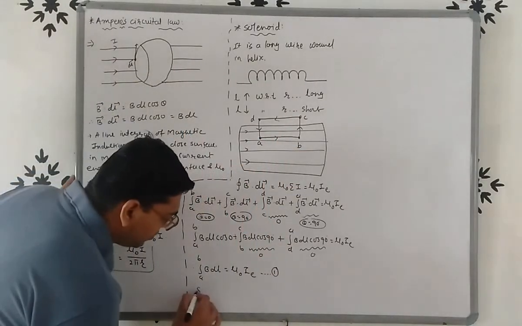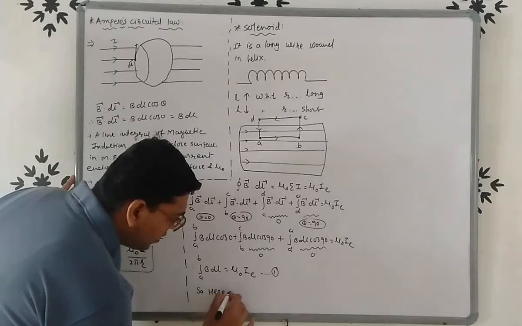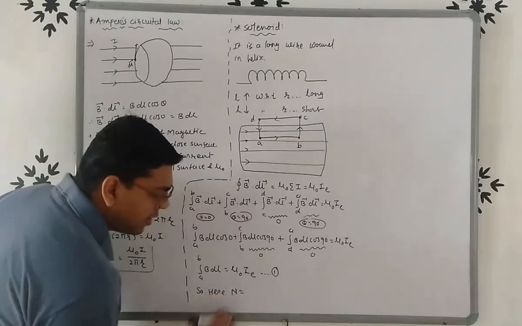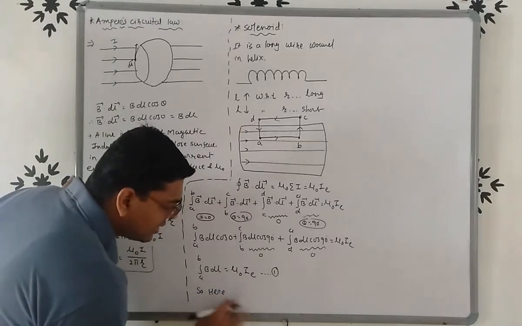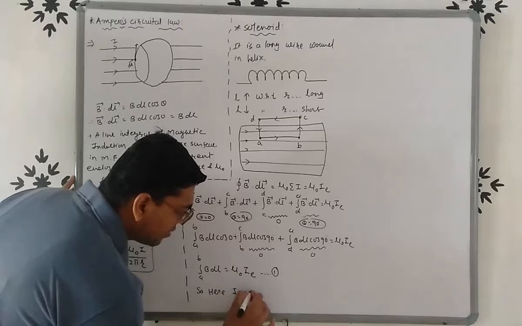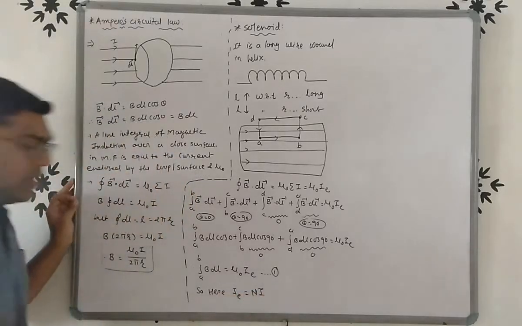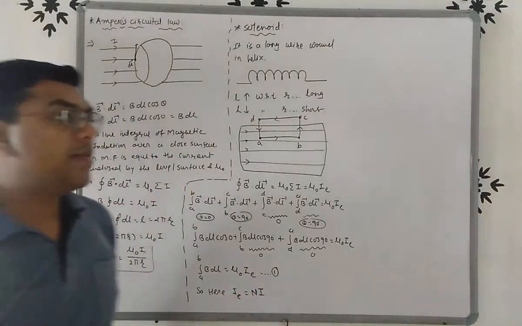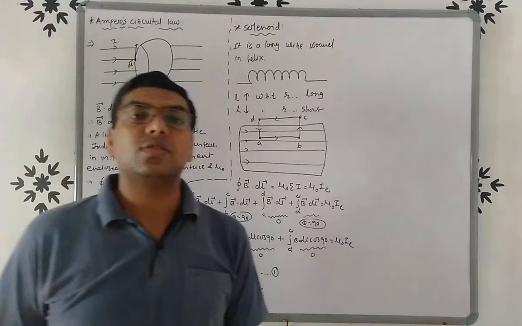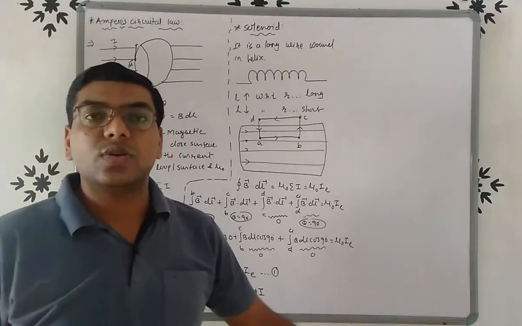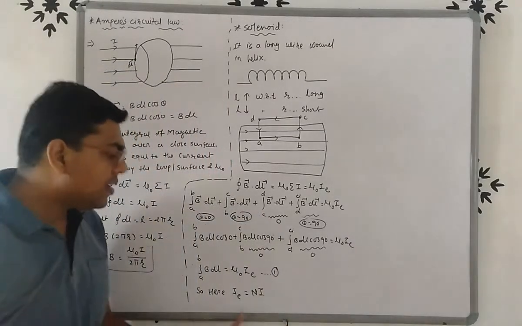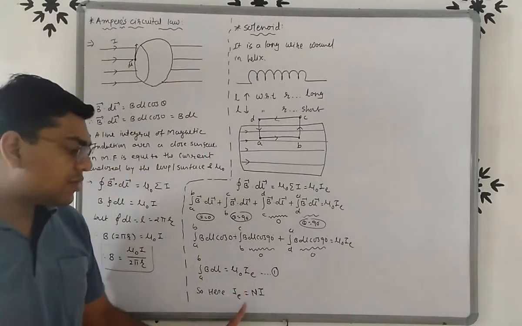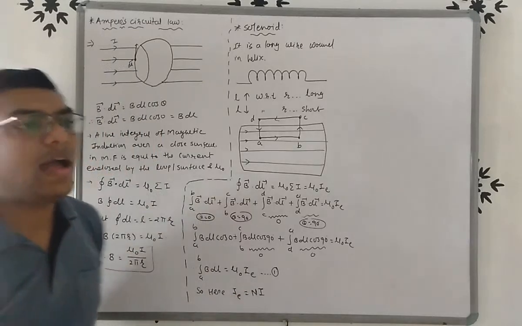So here, capital N into I, or we can say IE is equal to capital N into I. Why, friends? Because we consider that the current passing through one turn is I. So if there are capital N number of turns, then IE is equal to capital N into I.